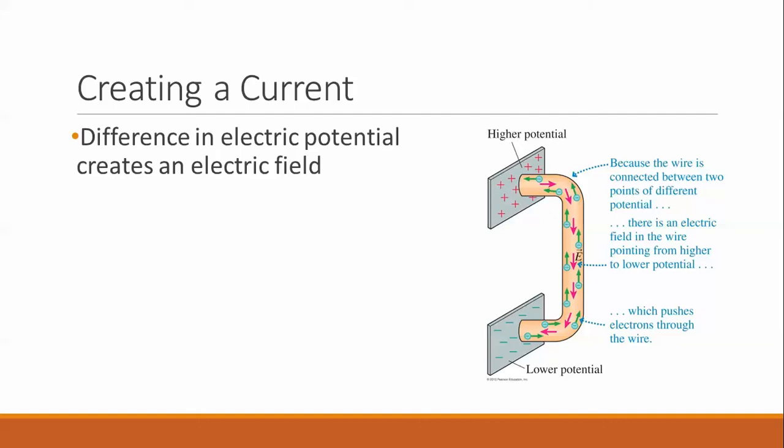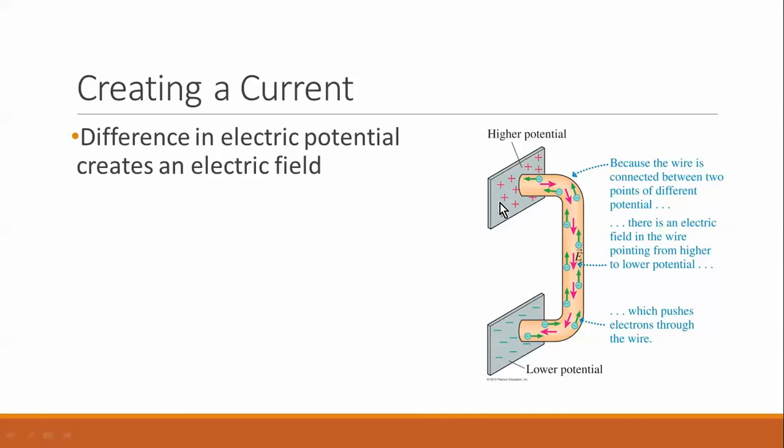So what is it that creates a current? It's the difference in electric potential between 2 points. That's going to create an electric field, and that electric field will create a force on the electrons that makes them move through the wire.